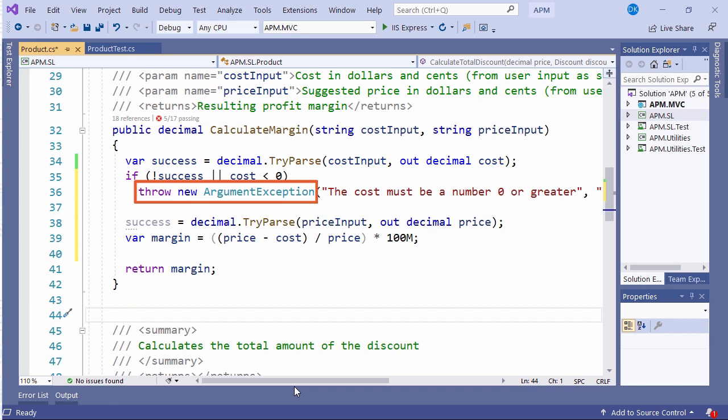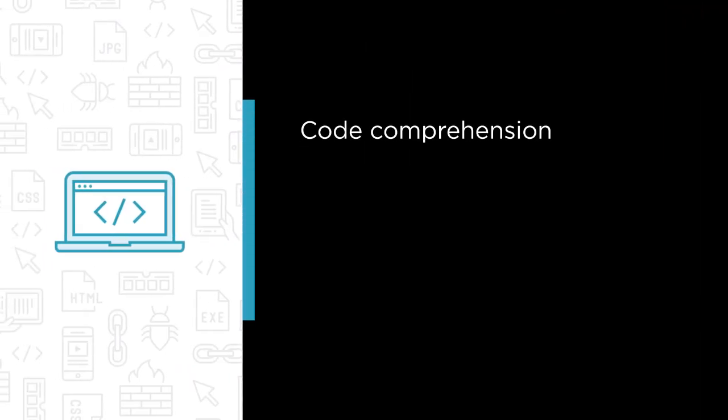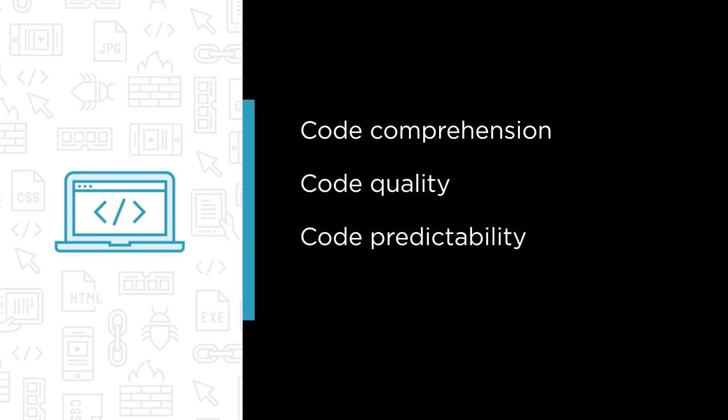predictability. Some of the major topics that we will cover include improving your code's comprehension by writing clean code and following techniques such as the single responsibility principle, improving your code's quality through unit tests, and improving your code's predictability by validating method arguments with guard clauses, handling nulls appropriately, returning predictable results, and managing exceptions.